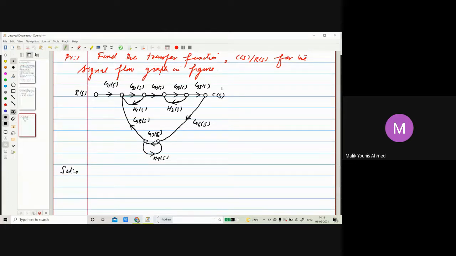What we have to find? We have to find the transfer function. Obviously, signal flow graph is given. So our preferable method will be, you can convert that into the block diagram also, but preferable method is Mason's gain rule. So first of all, what we are going to do, first identify the forward path gains.